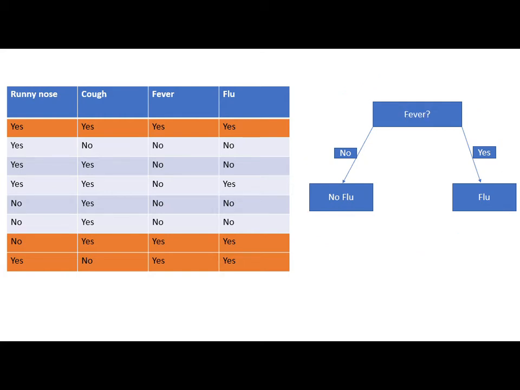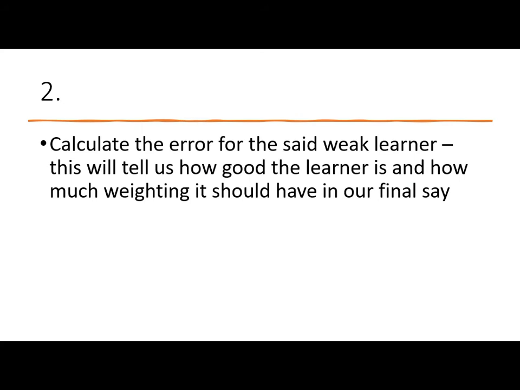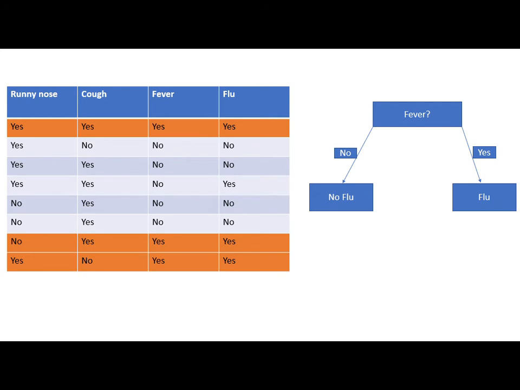Okay, so we do that. Step 2 is you calculate the error for the said weak learner. By the way, a weak learner in decision trees is often called a stump. If it has just one layer, or it's just asking one question, that is called a stump. So you might see that in other videos.